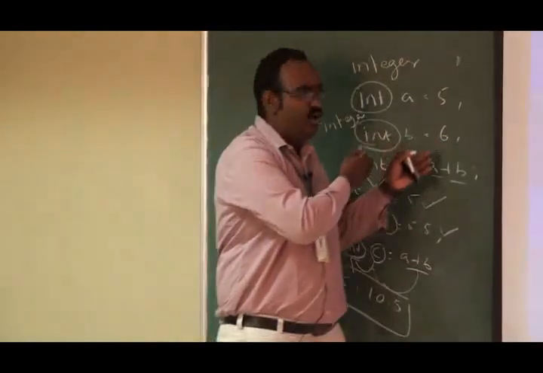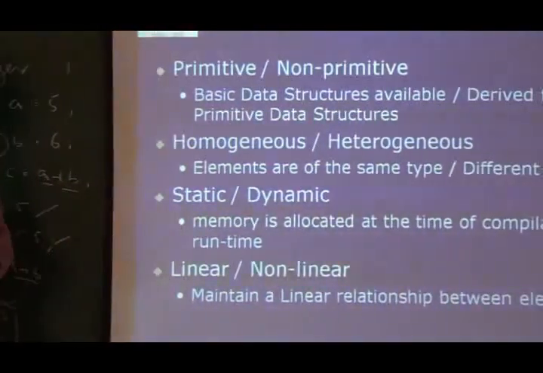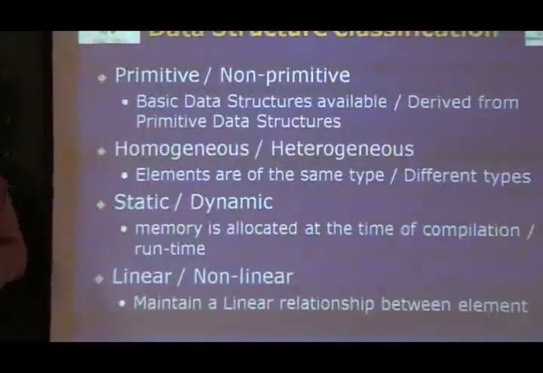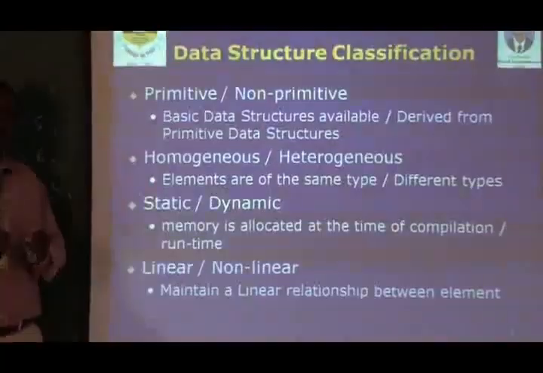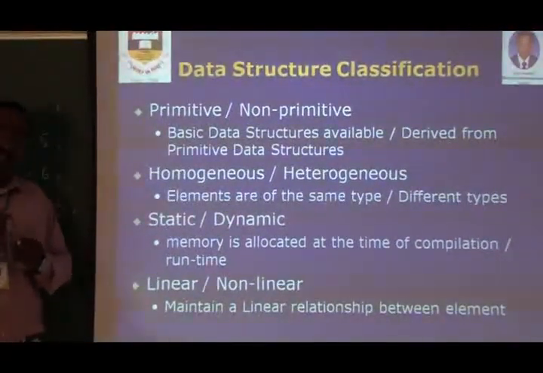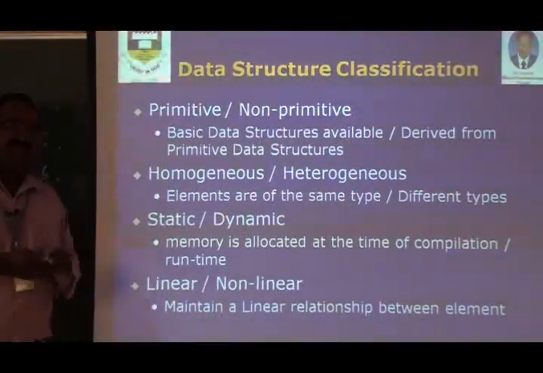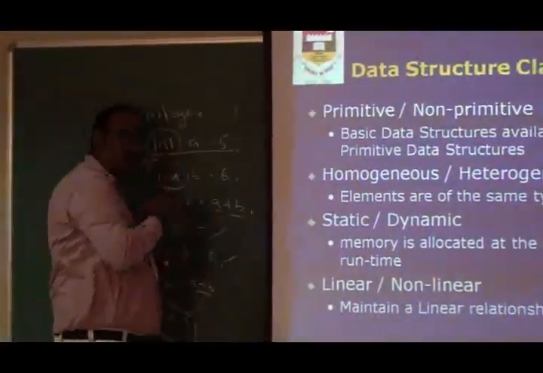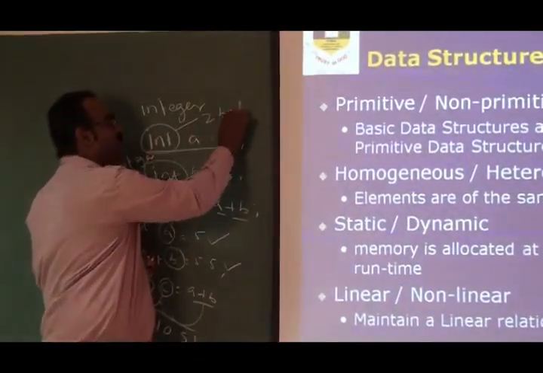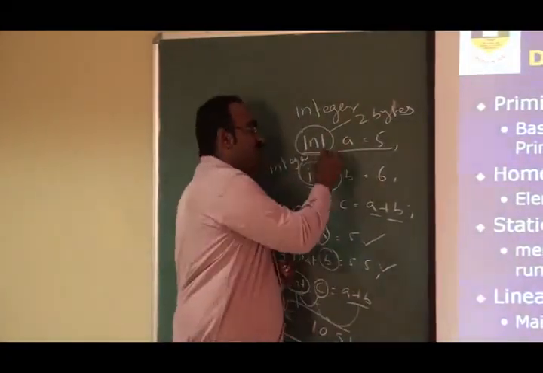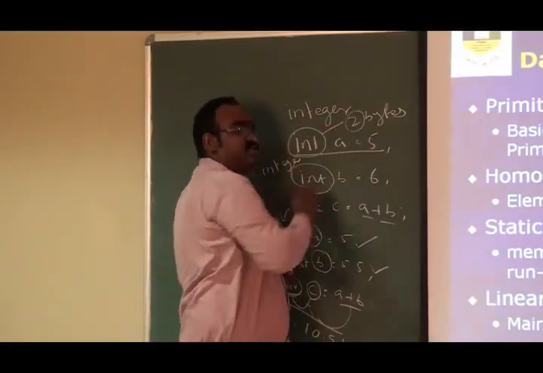Like that, this is called homogeneous and heterogeneous. Another type of data structure is static and dynamic, which is very important in any programming language like C. When you compile the code, when the compilation is done by the compiler, the memory is allocated for the particular data item. That is done by a static data structure. For example, integer a is equal to 5. Integer values occupy 2 bytes for a. So at the time of compilation, a is getting the memory, 2 bytes, so it's a static data structure.